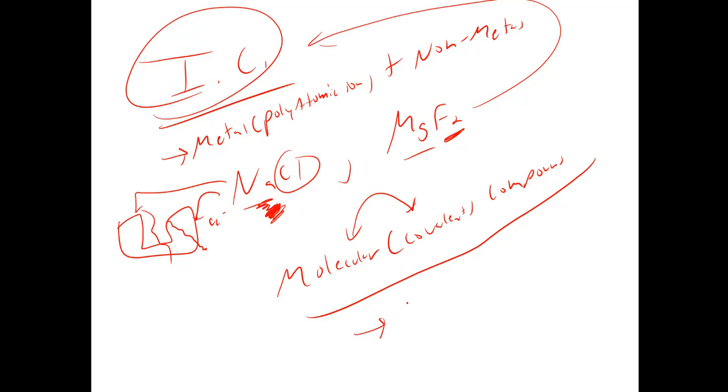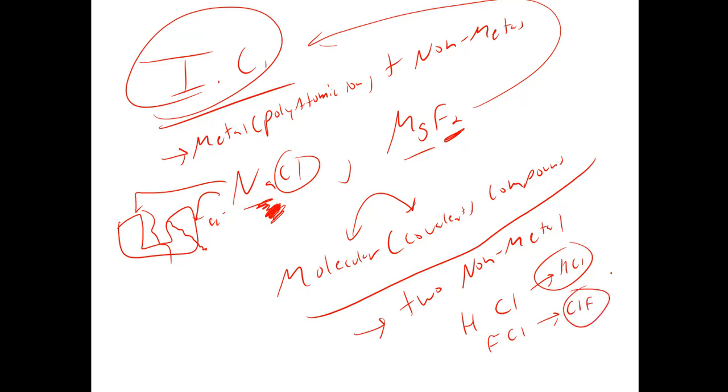So these are going to be two nonmetals. So for example, I could have hydrogen, which is a nonmetal, and I could have chlorine, which is a nonmetal. So HCl is considered a molecular compound. Or I could have a fluorine and a chlorine, in which case this is also considered a molecular compound because they're both nonmetals.